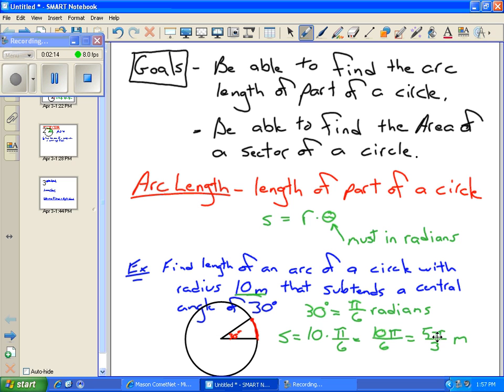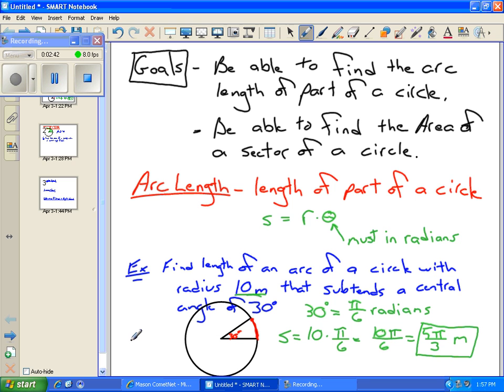Now, usually I just keep it with pi in the number. If you want to actually get a sense of what this is, you could do the approximation there of 3.14 for pi and multiply 5 times 3.14 divided by 3 to figure out what that is. But that's how we're going to leave our answer. It's an exact answer. If you do 3.14, then you're actually rounding it. You're not getting the exact answer. That's how you do a problem for arc length.